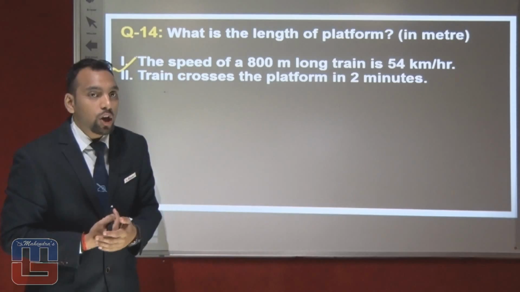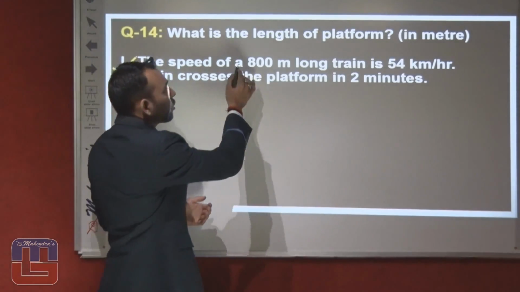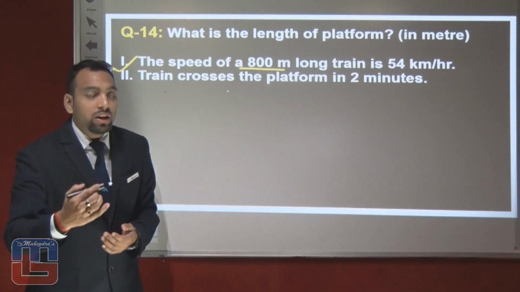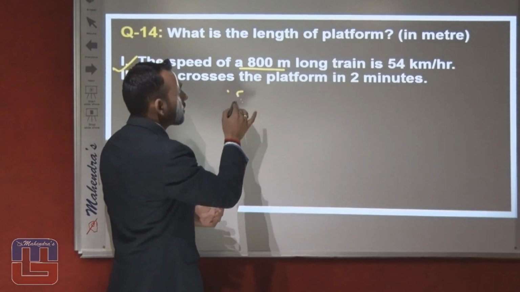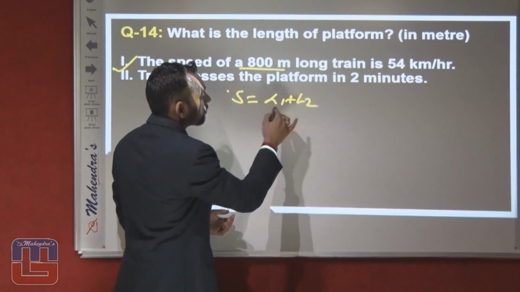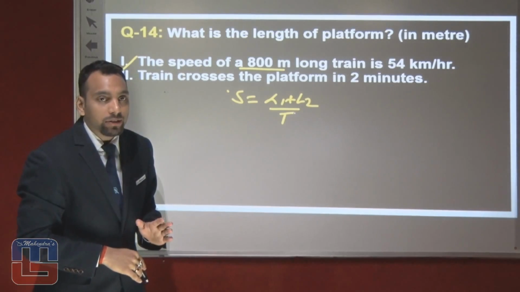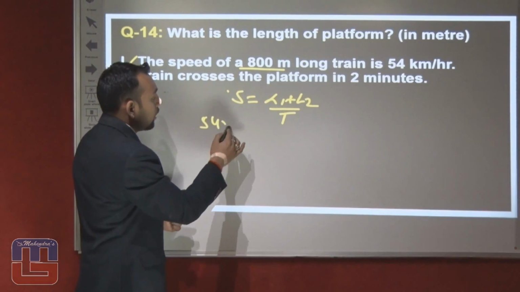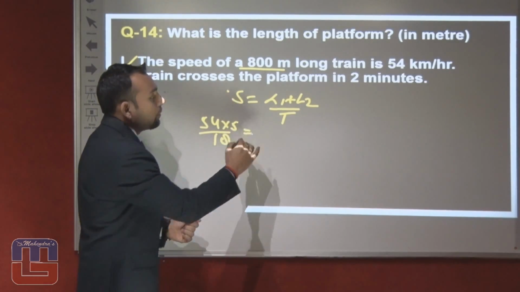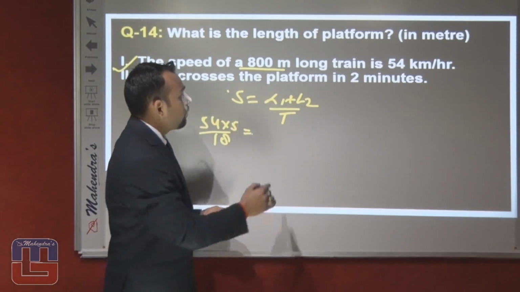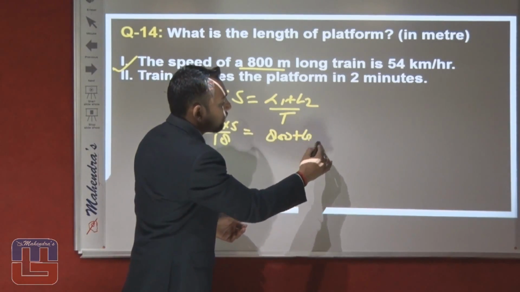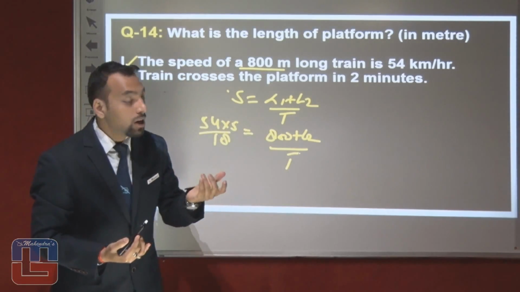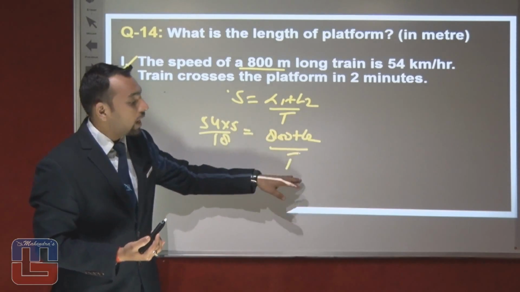You have to find the length of the platform, and here the length of the train is 800 meter. As we already discussed, if a train crosses a platform, the condition is S equals (L1 plus L2) by T. Here S is given as 54 into 5 by 18, and we have to find L2. L1 is given as 800, but in the first statement we don't have T, so it's impossible to find the value of L2 if you don't have T.